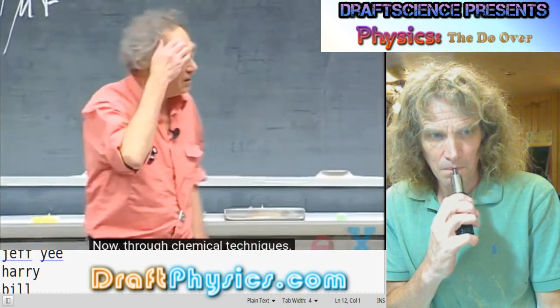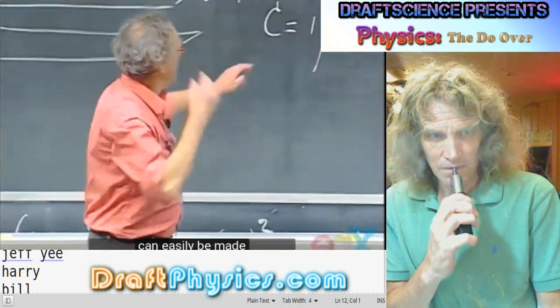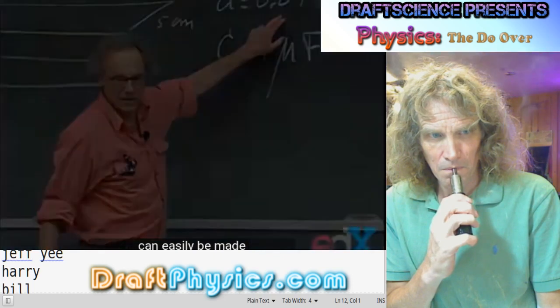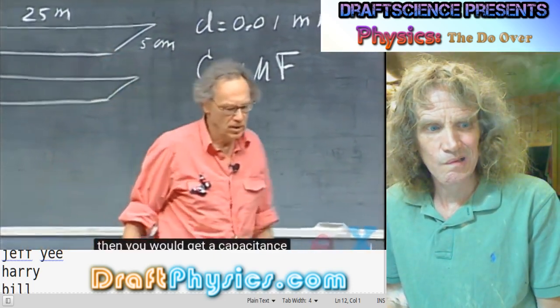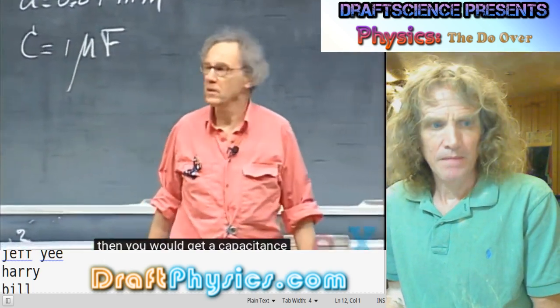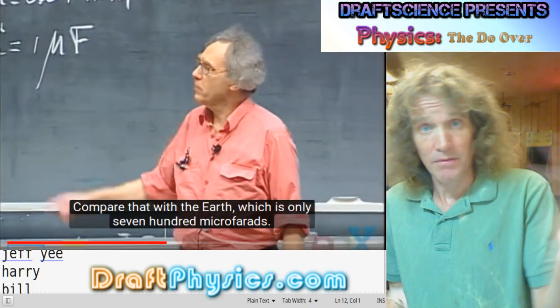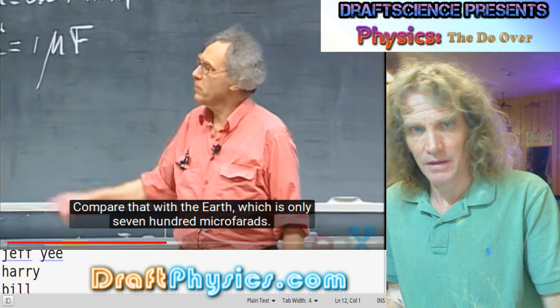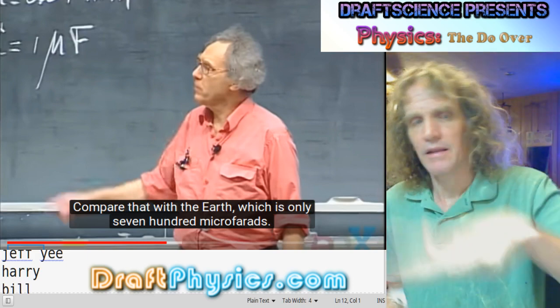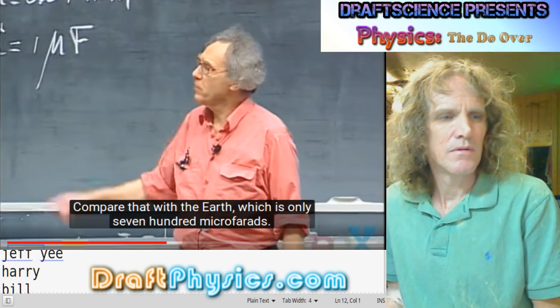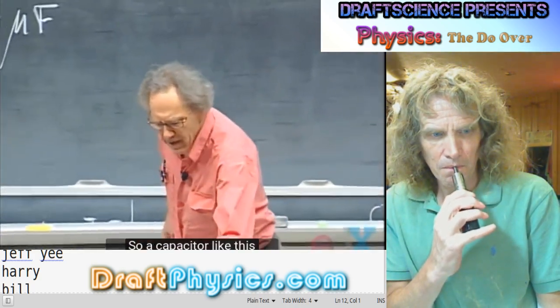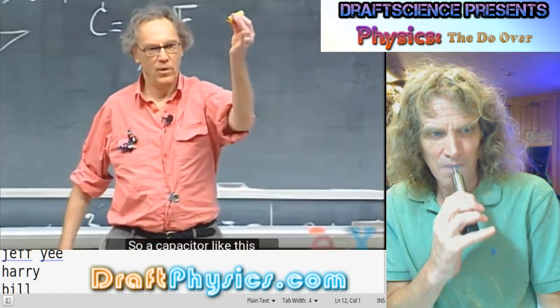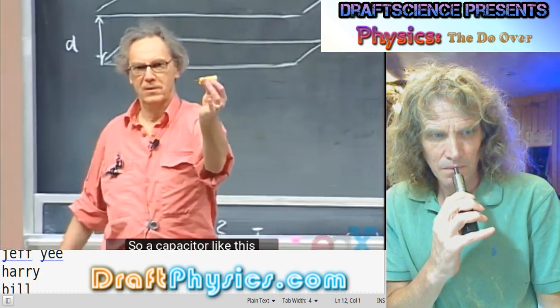Now, through chemical techniques, the distance d can easily be made 1,000 times smaller than this. And if the distance is 1,000 times smaller, then you would get a capacitance of 1,000 microfarad. So they put a film of lacquer or something over the metal, so they can get the plates really close. Compare that with the Earth, which is only 700 microfarads. So a capacitor like this: 1,000 microfarad.